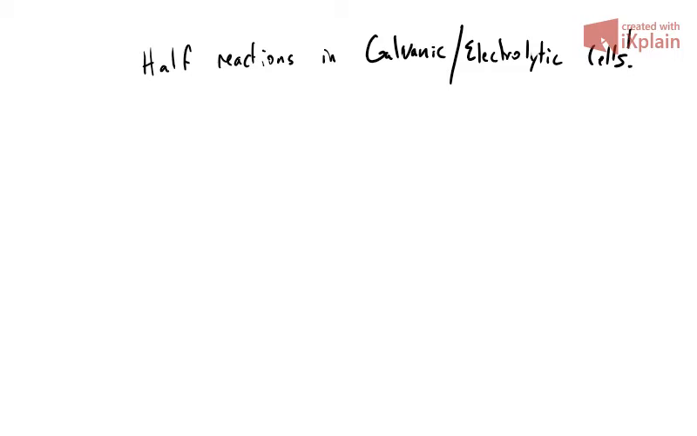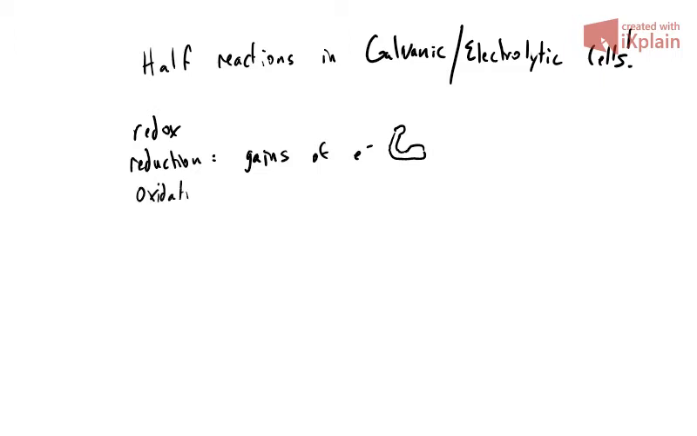Okay, so everyone has most likely heard of or done redox reactions. Reduction is the gaining of electrons, gains of electrons. Trying to draw. So it's a muscle, someone showing off their bicep, getting gains: reduction. And oxidation is the loss of electrons.